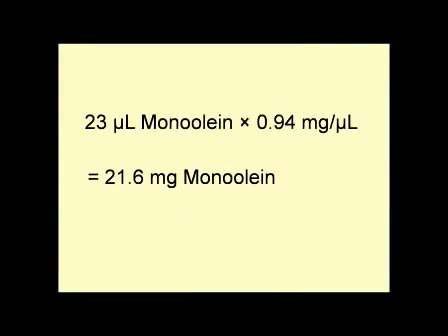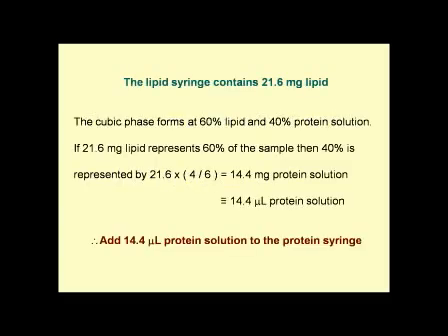Recall that we have loaded the lipid syringe with 23 microliters of monoalane. At a density of 0.94 milligrams per microliter, this corresponds to 21.6 milligrams of lipid. Thus, 21.6 times 4 divided by 6, or 14.4 milligrams, or 14.4 microliters of protein solution is needed.